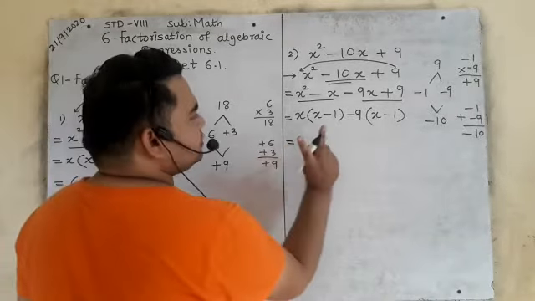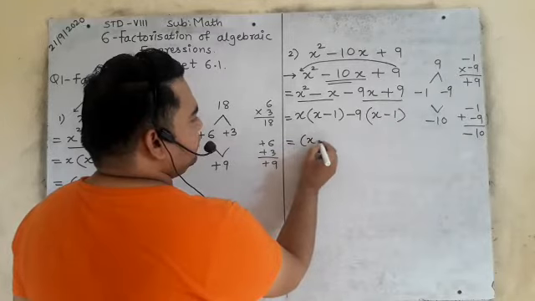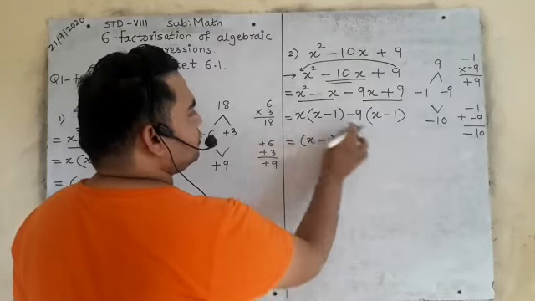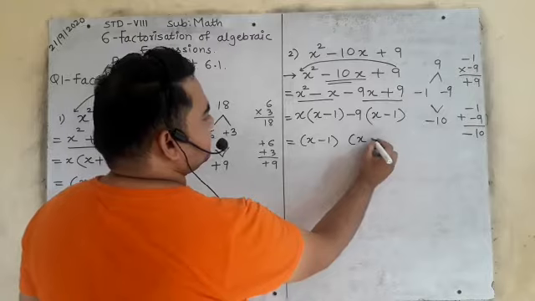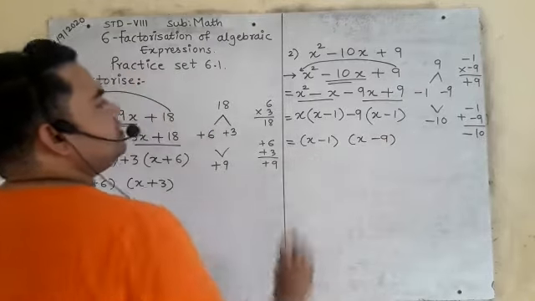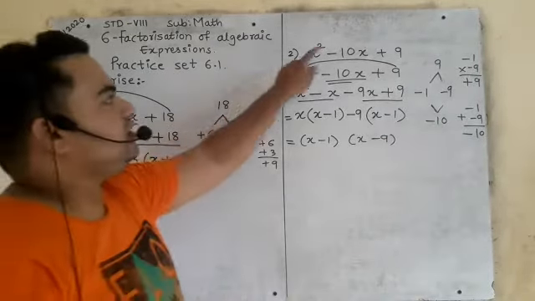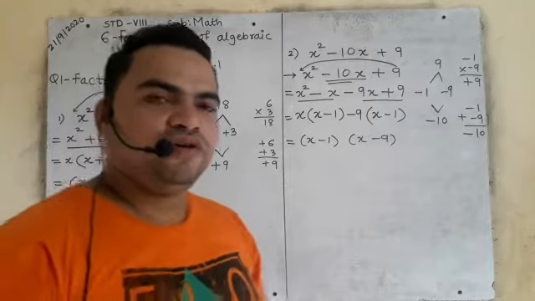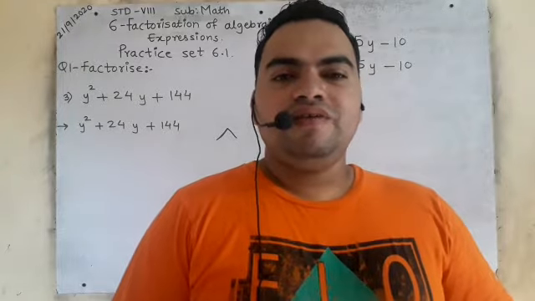Now which bracket comes twice? That you have to write once. Then which is out of the bracket? X minus 9. So these are your factors. This is how to solve a quadratic trinomial. I hope you understood. Now we will see the next sum.